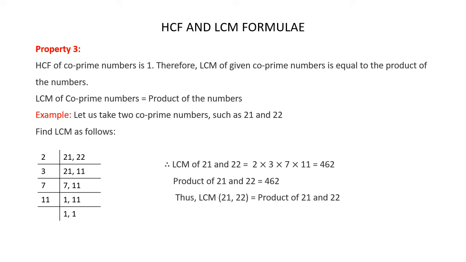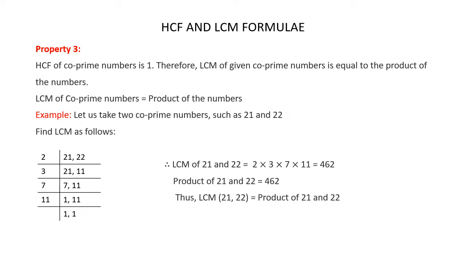Next, divide by 3. 21 divided by 3 is 7. So write 7 in the next row. 11 cannot be divided by 3 completely. So write 11 as it is in the next row. Next, divide by 7. 7 divided by 7 is 1. Write 1 in the next row. 11 cannot be divided by 7 completely. So write 11 as it is in the next row. Next, divide by 11. Write 1 as it is in the next row. Dividing 11 by 11, you get 1. Write 1 in the next row.